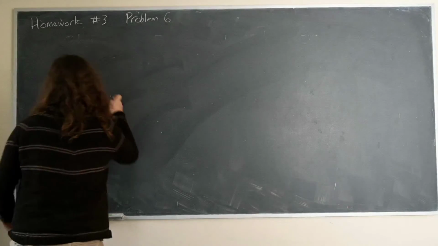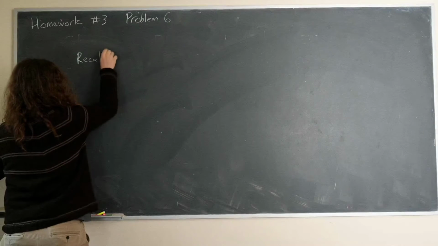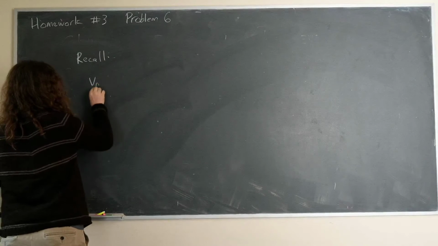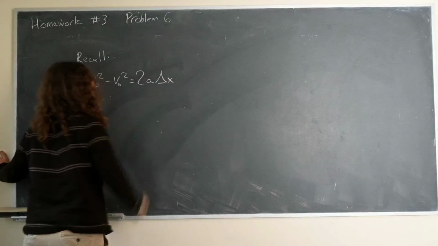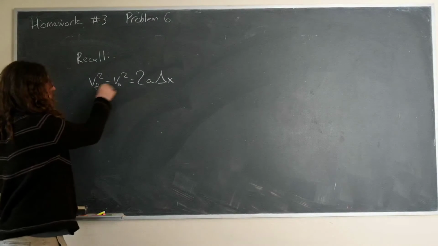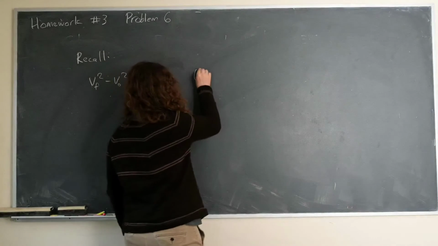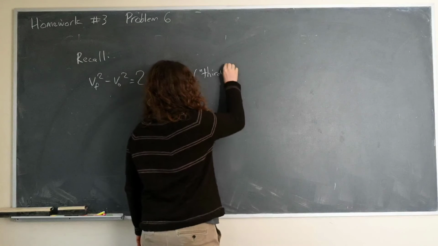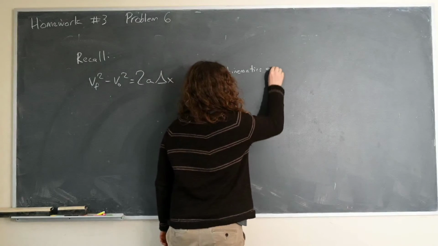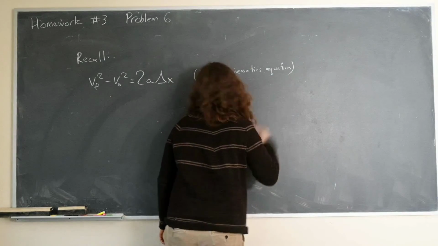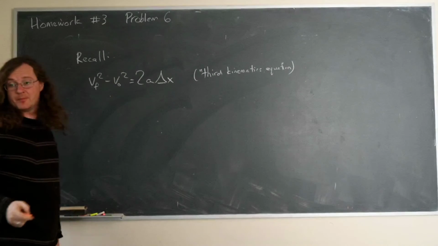Well, remember in recitation, you derived this formula that relates ending velocity, starting velocity, and acceleration. This is sometimes called the third kinematics equation. So in this case, we know all of the quantities.